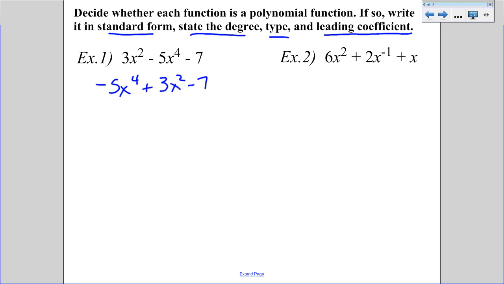It said to state the degree. So the degree is 4. The degree is just the value of that largest exponent. The type is where you've got to flip back or look up to that chart. For 4th degree, what was the name that was given there? Quartic. And this is what I use to remember. How many quarters are in a dollar? 4. Okay, if you split something into quarters, you split it up into 4 parts.